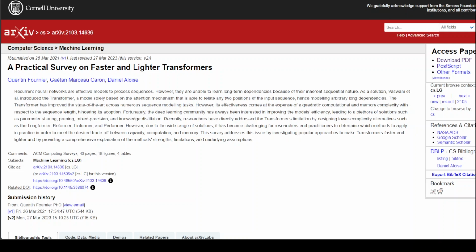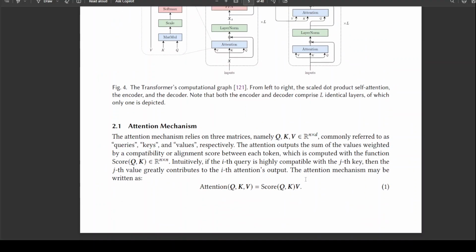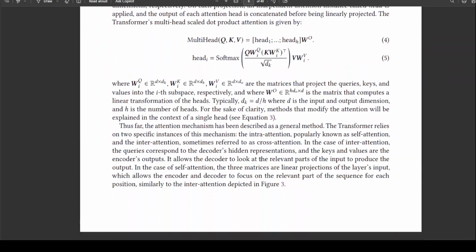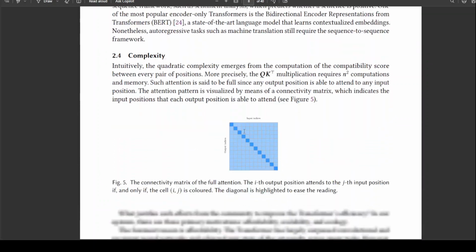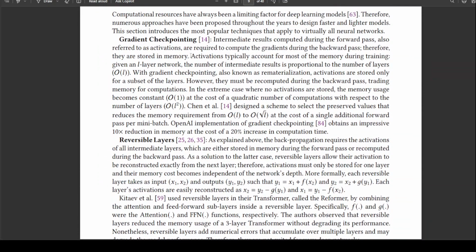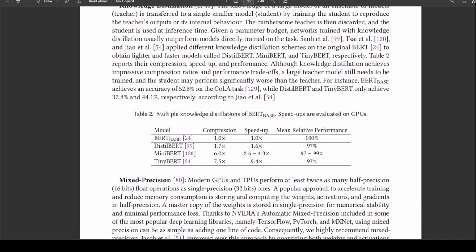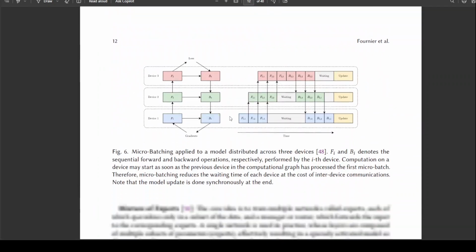Now, if you look at the paper in detail, they have described this attention mechanism here in great detail, which I just summarized for you. And if you scroll down, there are a lot of other things around encoders, decoders, complexity, and so on. Then they discuss some of the general approaches. And in these general approaches, they have given great detail on a lot of options here, and it's a really good read, I would say.